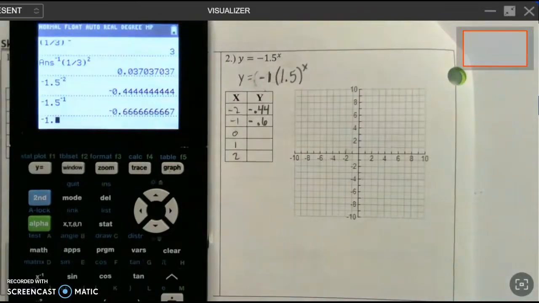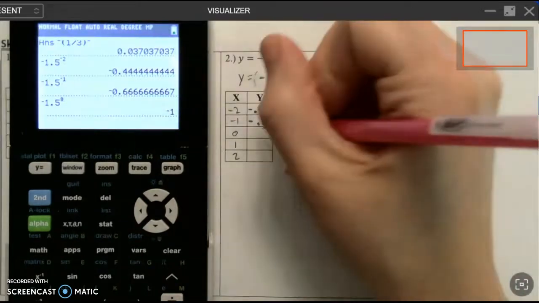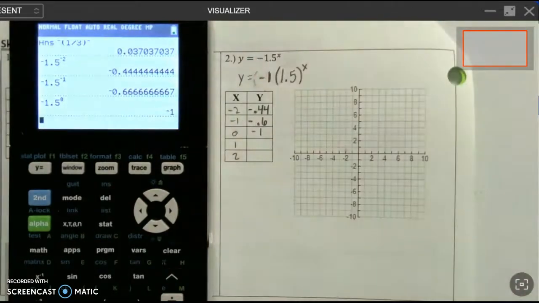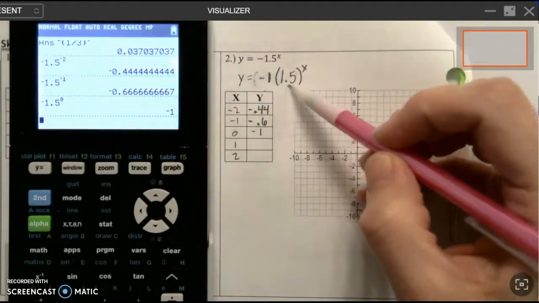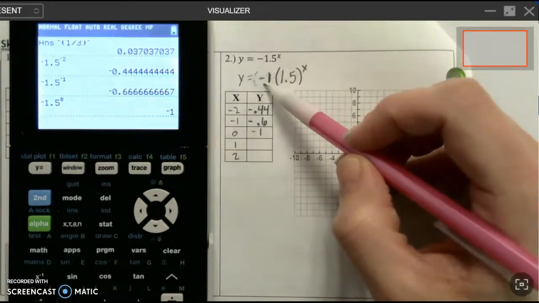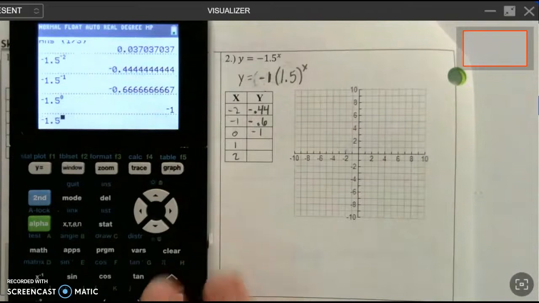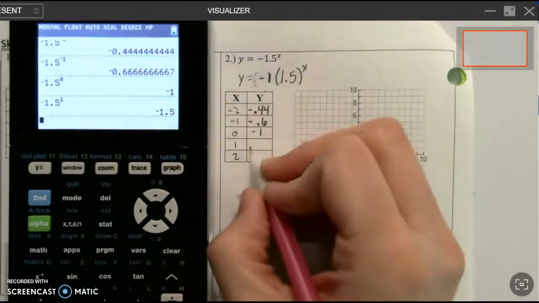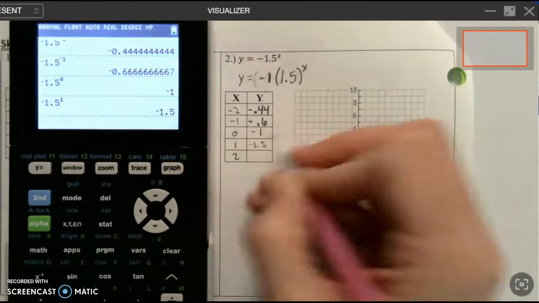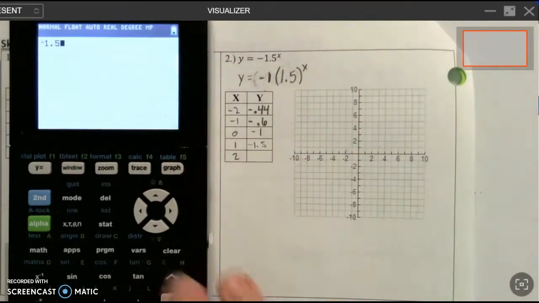Negative 1.5 to the 0 power is negative 1. So now you might be thinking, wait a minute, I thought anything to the 0 power was positive 1. Well, that goes back to this. Anything to the 0 power is 1, and then you have to multiply it times the negative 1 that's in the front. So it's a little bit different, a little tricky there. Negative 1.5 to the first power, negative 1.5, and then negative 1.5 to the second power.